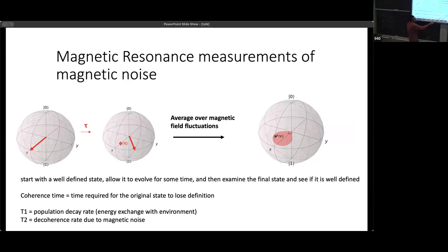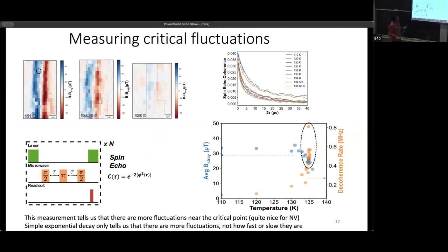But if there's random magnetic noise, then each one of my NVs is going to go in a different place. And if I try to bring it back to the original state, I'm not going to do that with 100% fidelity. And by measuring this as a function of time, you can tell what the coherence as a function of time is. And I'm sure all of this is familiar to a large number of you, and I apologize if it is.